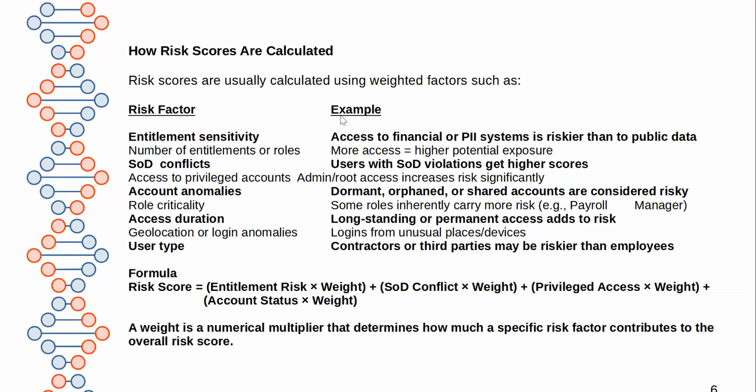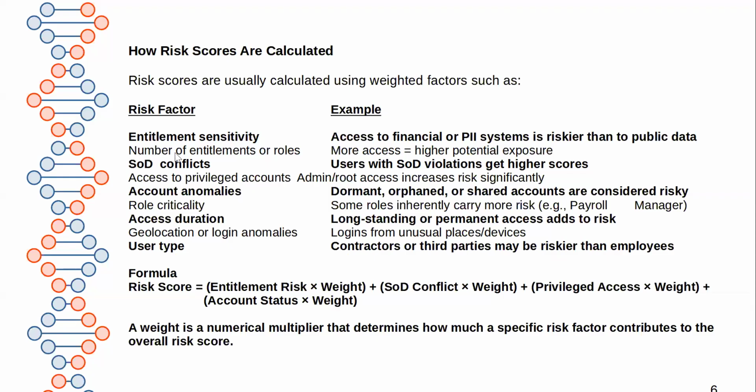Now let's understand with examples of each. When I say entitlement sensitivity, it means access to the financial system is riskier than access to public data. So when you are allowing some entitlements to a user and the application is a finance-based application, you are supposed to be very, very sure that this particular entitlement has to be given, and what type of risk score you want to assign to this application entitlement.